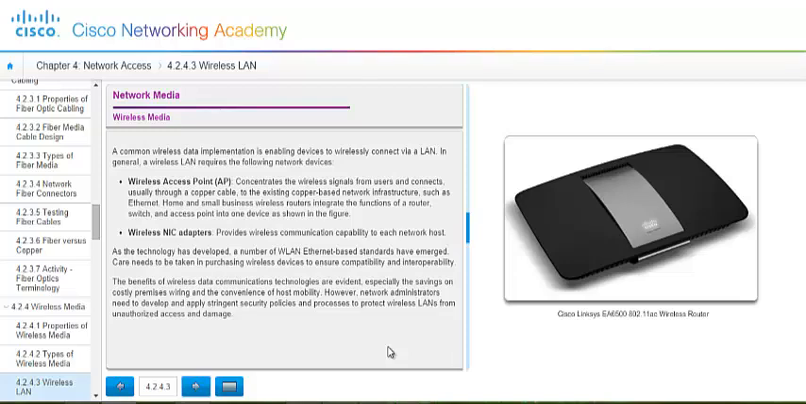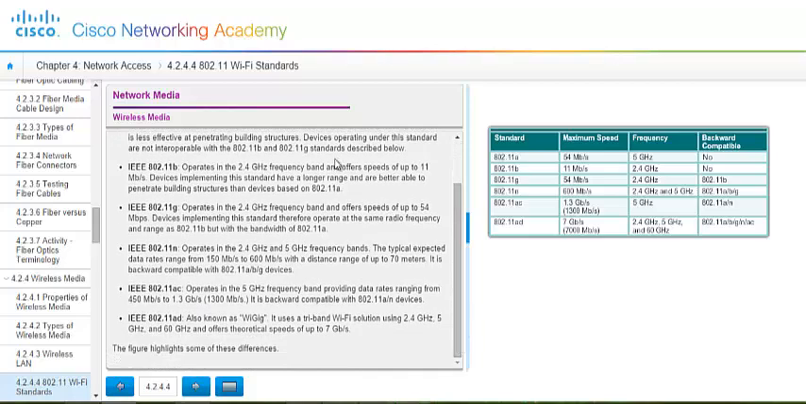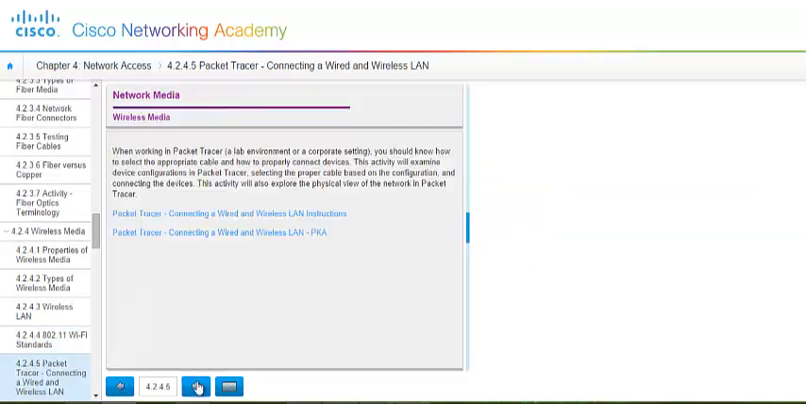As the technology has developed, a number of wireless LAN Ethernet-based standards have emerged. So you need to pay attention when you're making your purchases that you're all using the same standard. The various 802.11 standards have evolved over the years. Here's an example and a good chart for you to remember. And they're not always backward compatible. So pay attention when you do purchase that wireless router or wireless access point that it fits within the means and the configuration of your current devices.